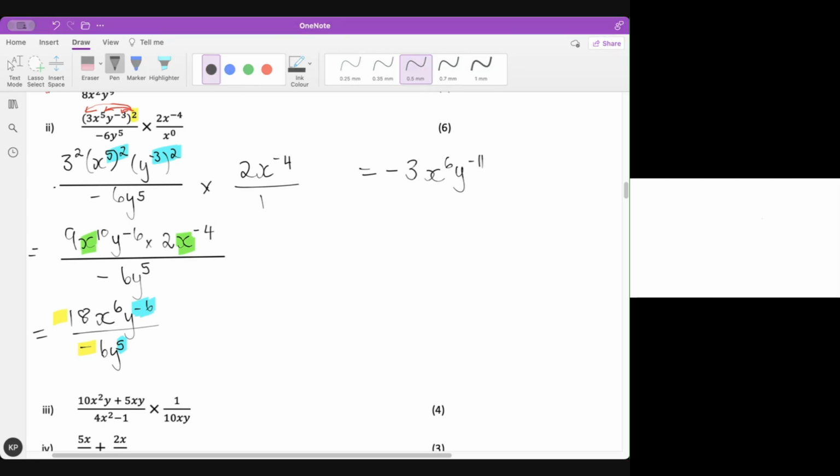Now, there were no instructions here, but if this was my paper, I would say leave all of your answers with a positive exponent. How are we going to change that y to the power of negative 11 to a positive exponent? Yes, Itandile? Then you make your expression over 1. No, ma'am. Like the one on top of the negative 3x6y minus 11.